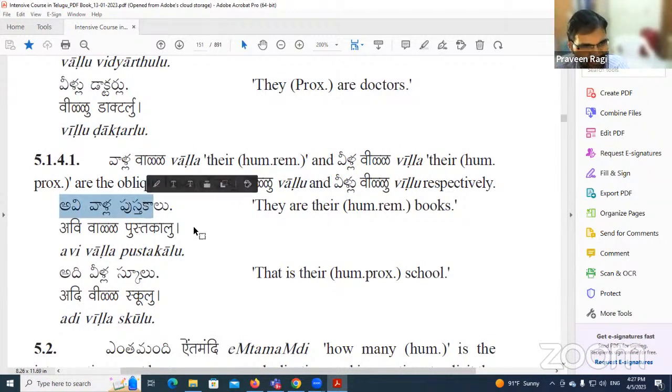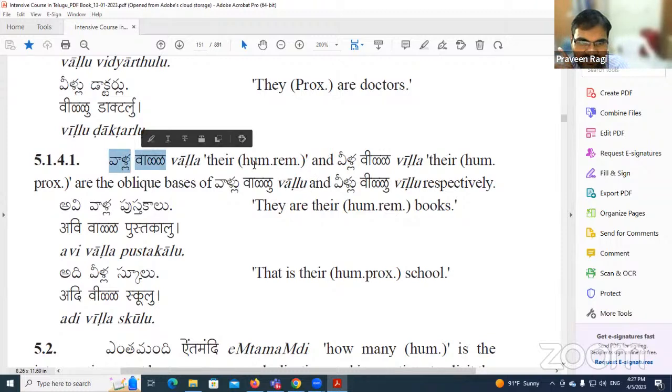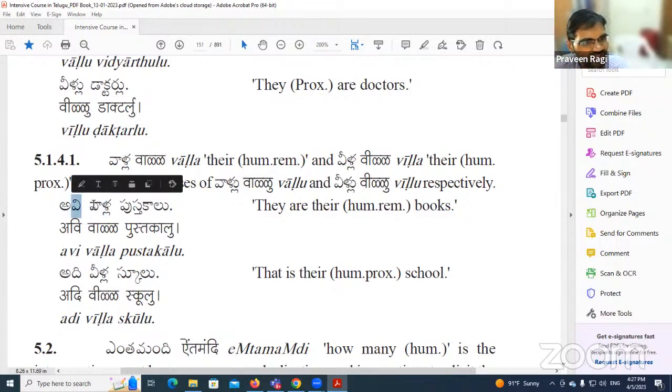Avi pustakalu. Yeah, actually here, see, here Walla, this is human, okay? But when you convert this one to oblique case, when we are talking about things here, okay, here we are talking about people only, no problem, so it's okay. But I was thinking this one, if we use the word avi, it will be different. Since they are talking about people, this meaning is okay. Okay, so avi walla pustakalu means they are their books.